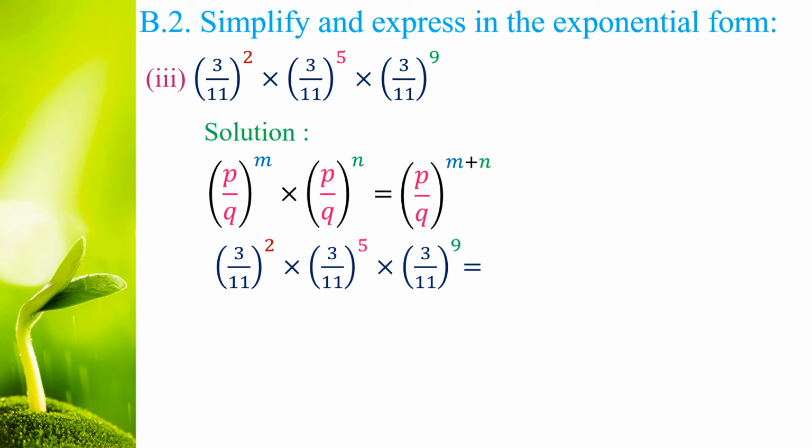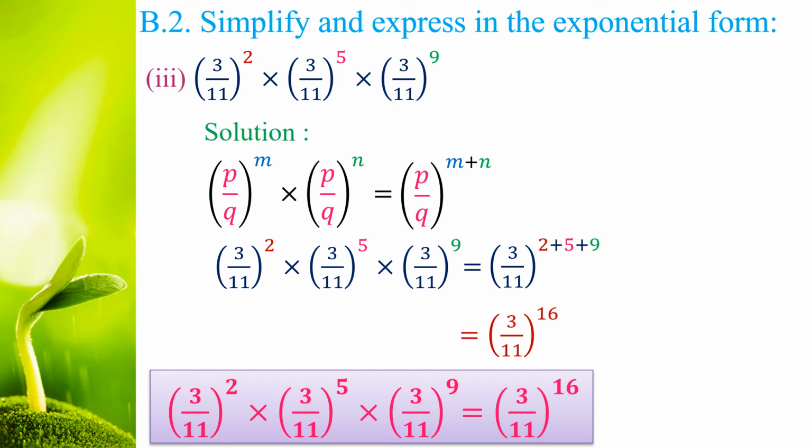So (3/11)^2 into (3/11)^5 into (3/11)^9 equals. Here the bases are same. So place the same base 3/11. Next we should add the powers 2 plus 5 plus 9. So (3/11)^16. (3/11)^2 into (3/11)^5 into (3/11)^9 equals (3/11)^16.